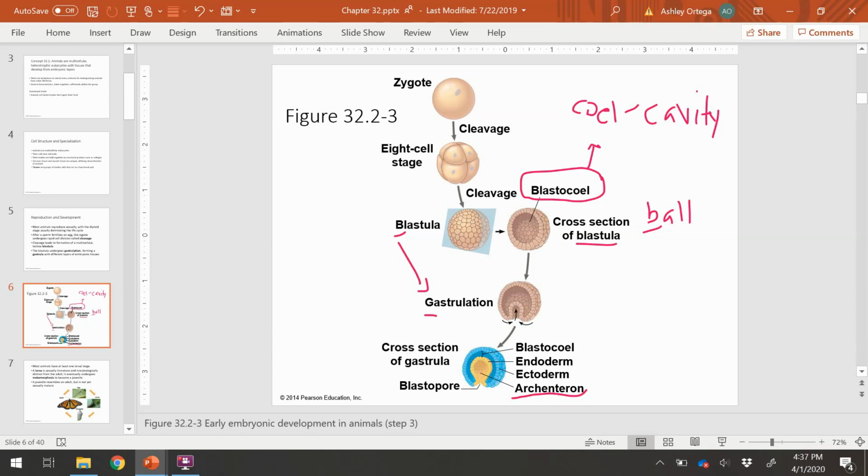And so the layers, the cell layers, are now given names. The outer one is ectoderm, like we saw before. Ecto means outer, and then derm, like dermis or skin. So this is outer skin, and then endo is inner, and so that means inner skin.